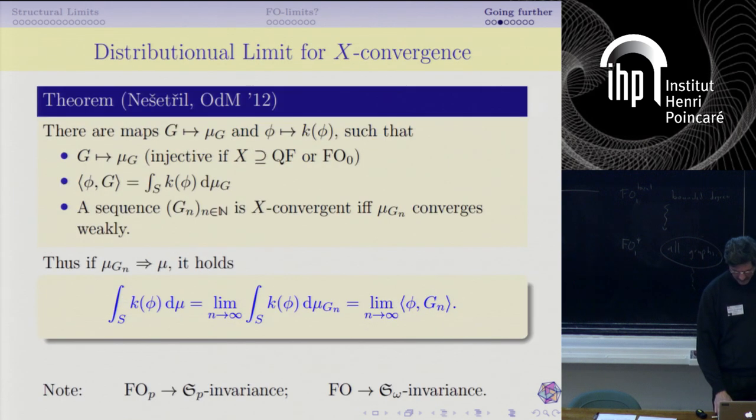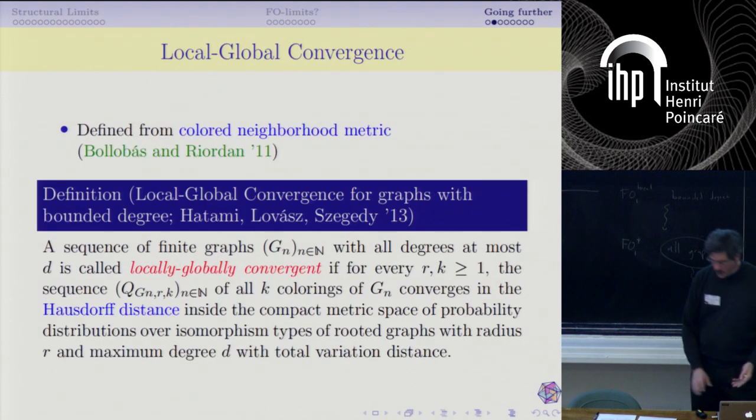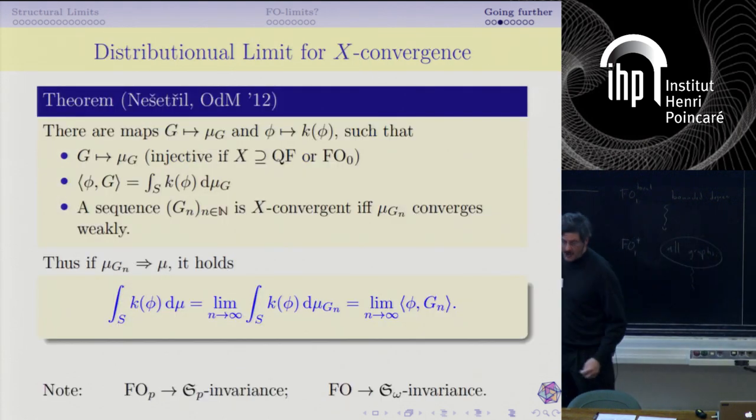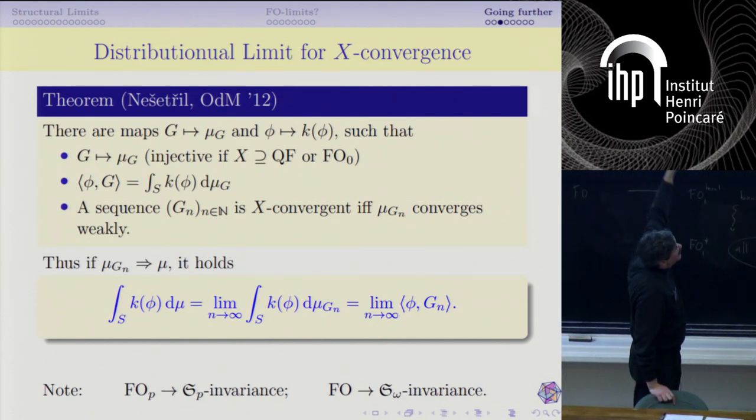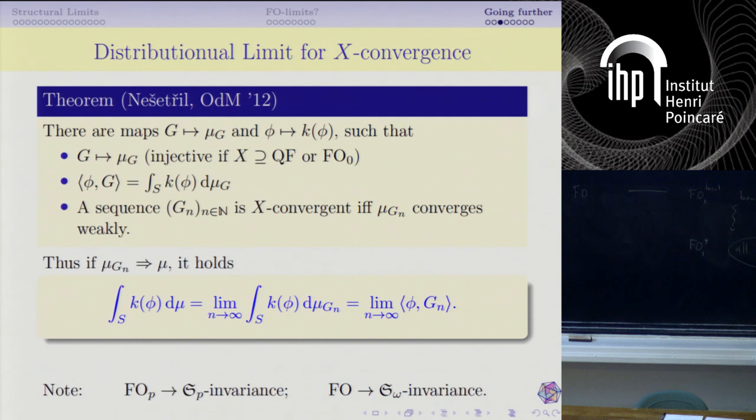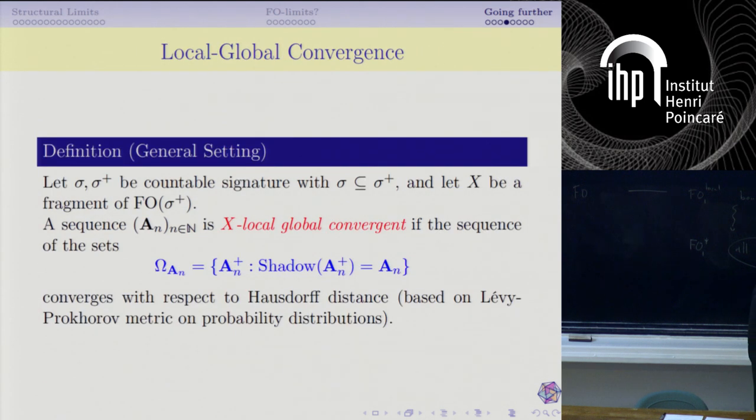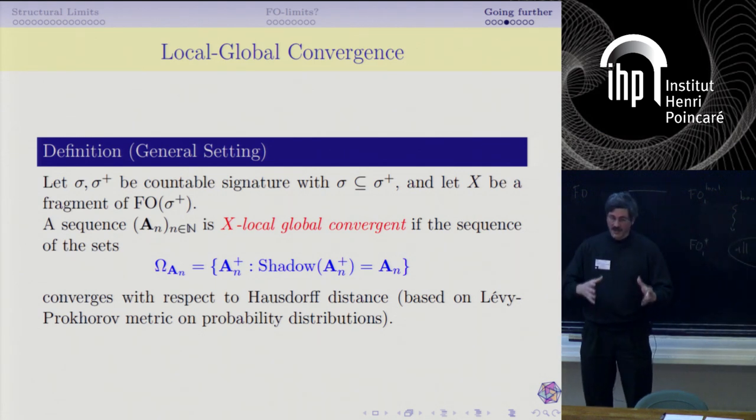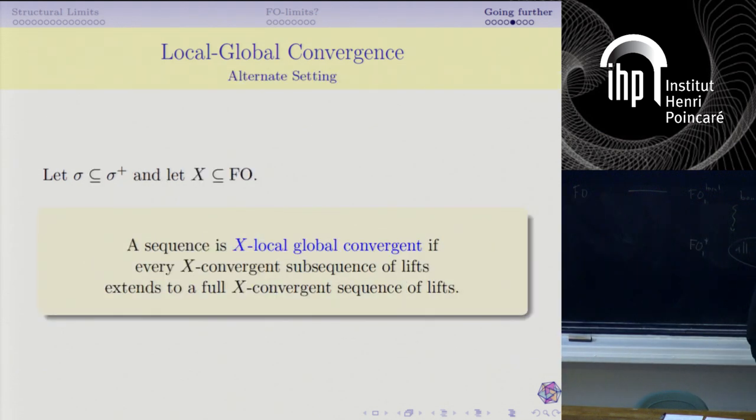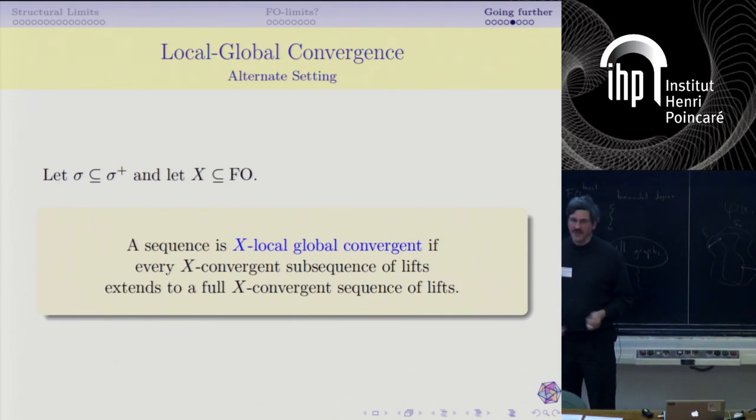It looks strange. But we can extend this notion. And to extend this notion, we can use a general representation theorem for limits of FO convergent sequences, that you can represent the limit of an FO convergent sequence by means of a distribution, which somehow extends the results that existed for left limits and local limits. And then, again, what you can do is that you have a sequence of graphs and you consider the set of all colorations, and to each coloration will correspond a distribution, and you will ask that these distributions converge in Hausdorff distance. And this will define local-global convergence.